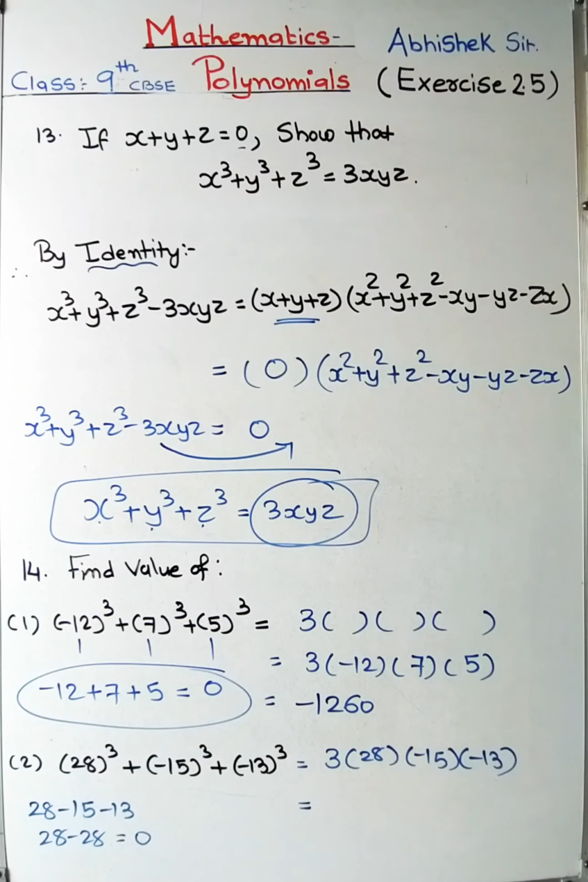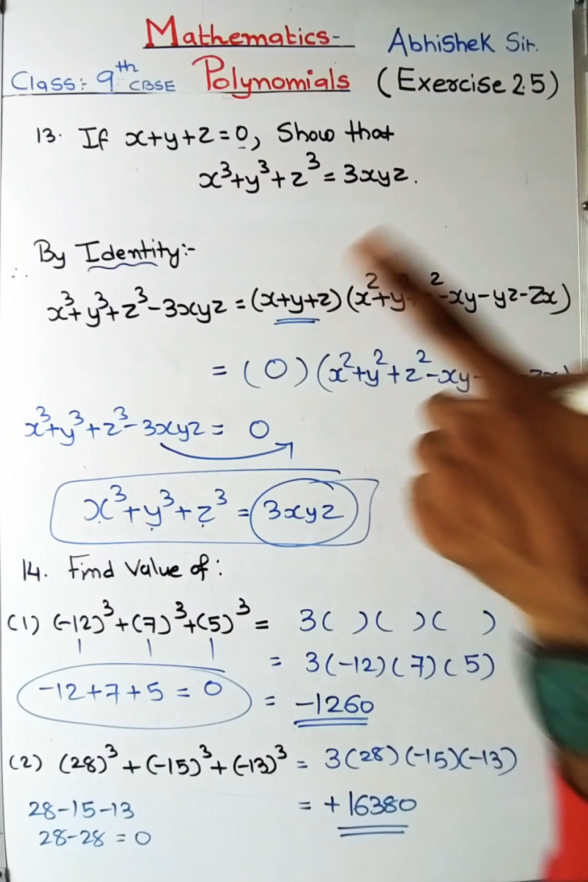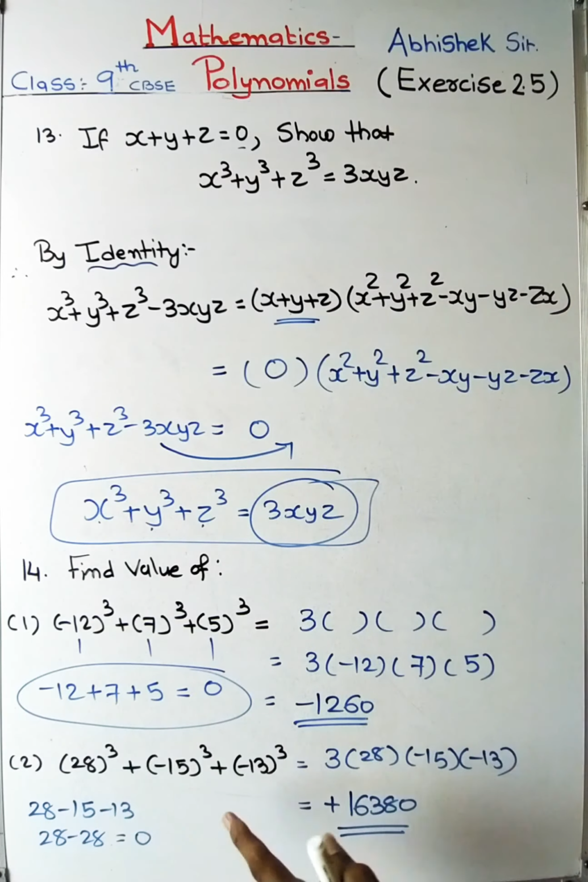This cannot be solved orally, so you have to go for the rough work. 3 into 28 into minus 15 into minus 13, we will get 16,380. So why was question 13 important? Because based on question 13 we solved question number 14. Moving on to the next question.